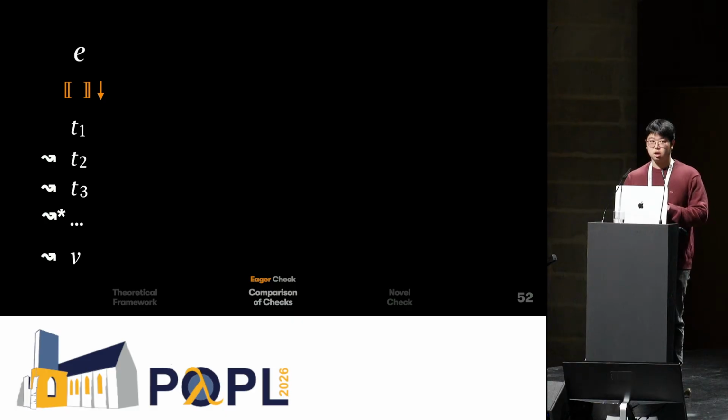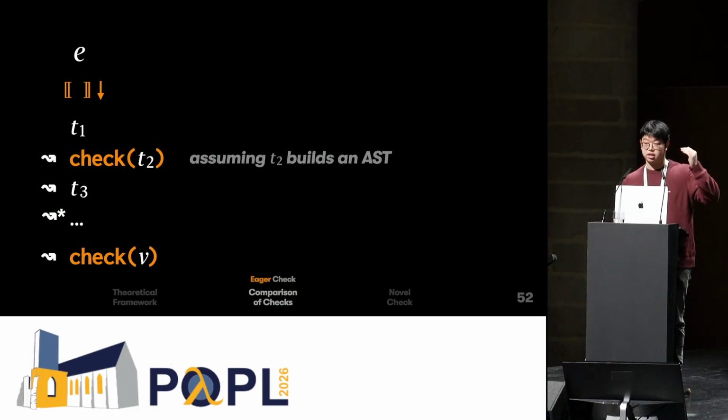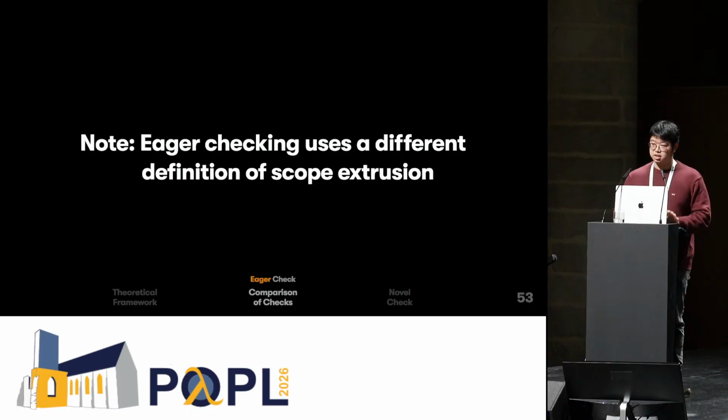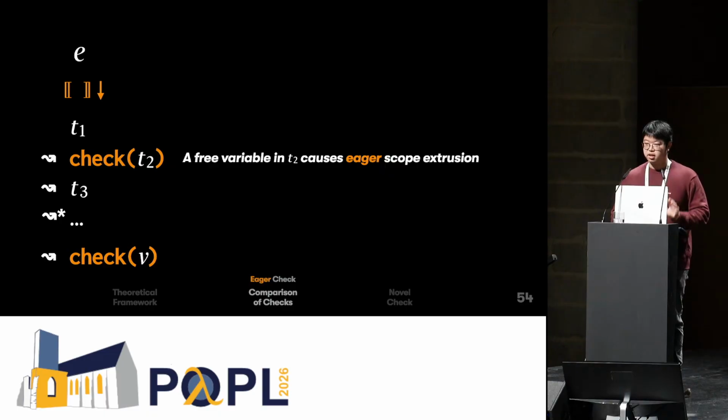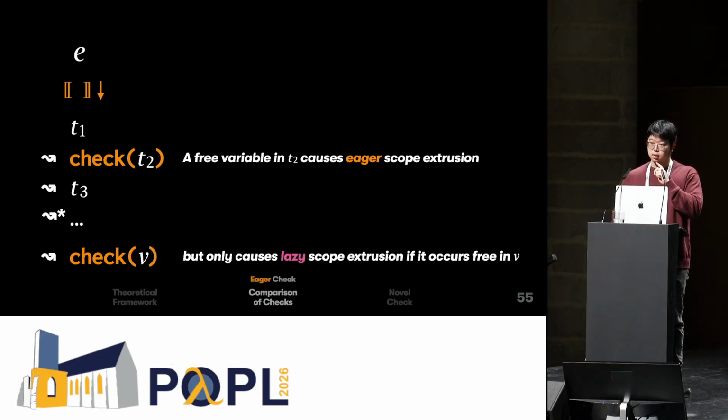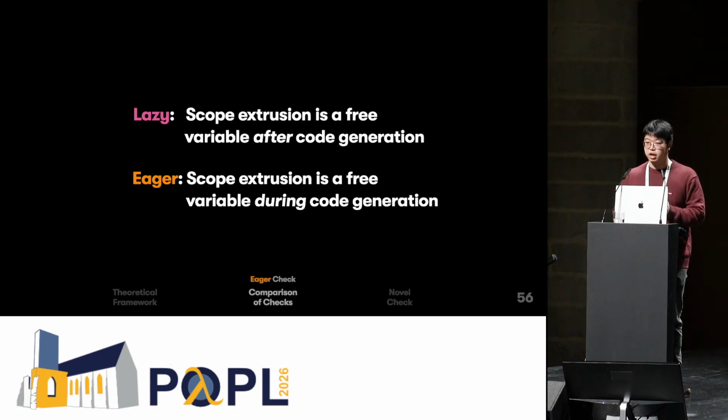We can look at the trace under the eager check, and importantly, we're not just going to check at the very end, but we're going to check at various points along the way whenever an AST is built. I think it's important to take a step back here and realize that the eager check uses a different definition of scope extrusion than the lazy check. So for the eager check, a free variable in T2 is bad and will cause scope extrusion that will be reported. But it might not cause scope extrusion under the lazy check, because the lazy check looks for a free variable at the very end, and maybe that free variable won't appear. So lazy scope extrusion checks for free variables after code generation, after the entire process, right? Once you have your normal form. Whereas the eager check checks along the way.